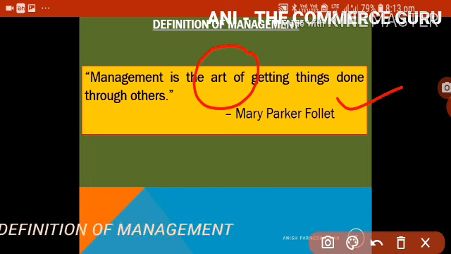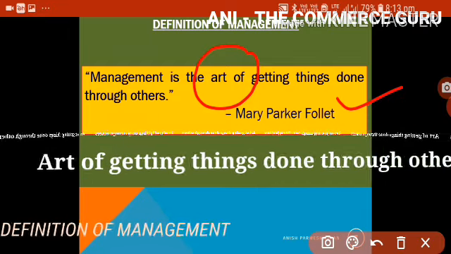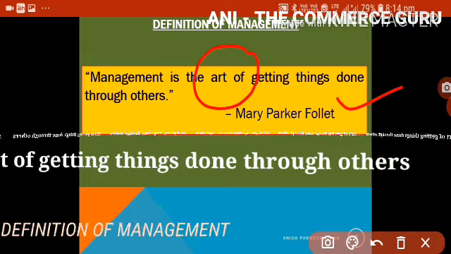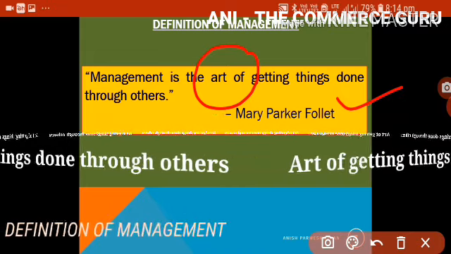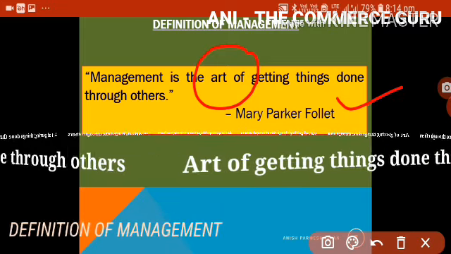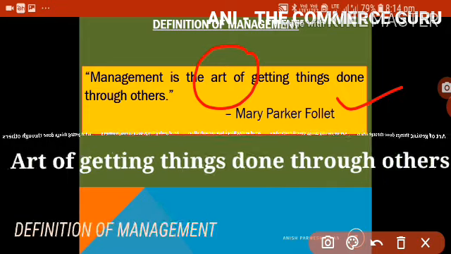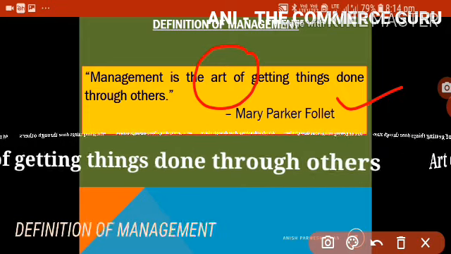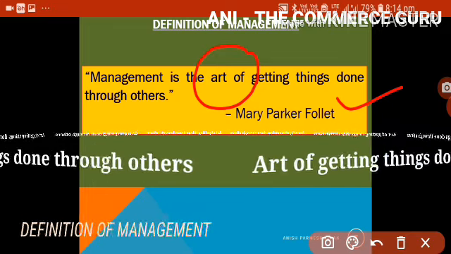So management is the art of not painting, not drawing, not singing, not dancing, but it's the art of getting things done through others, making others work for your organization. That's the art. It's a very simple definition given by Mary Parker Follett. Management is the art of getting things done through others. So managers are artists.